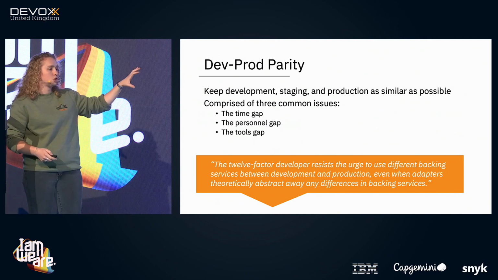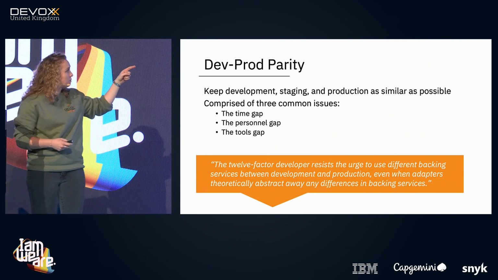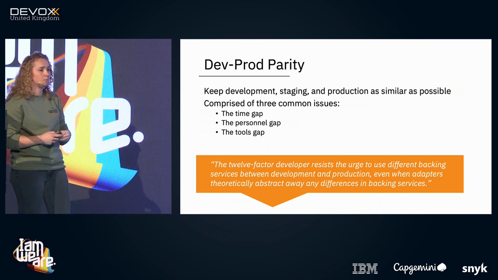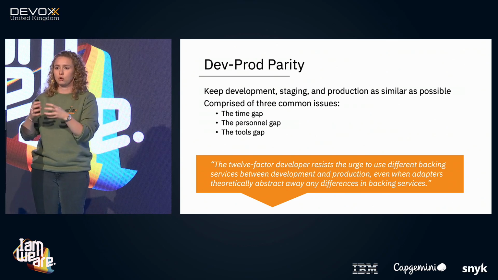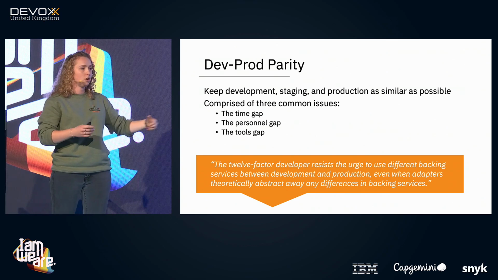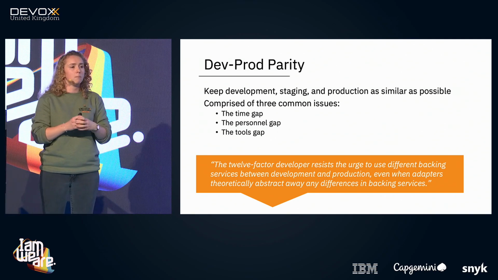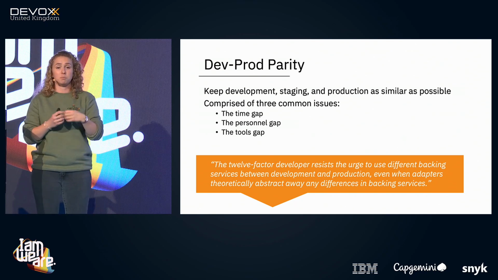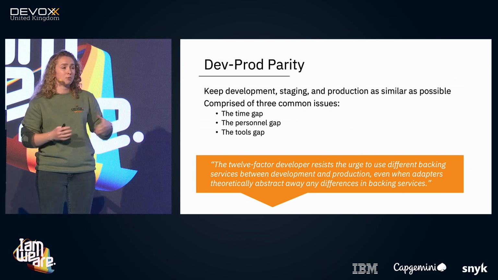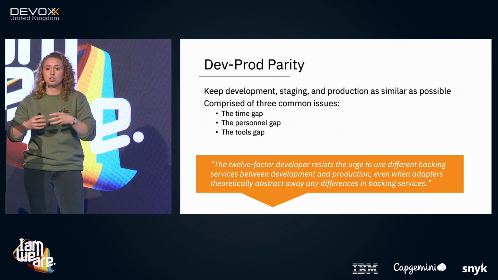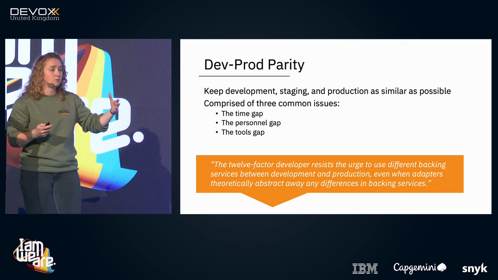Now, some of the common issues we come across when people don't keep these environments as similar as possible is the time gap, the personnel, and the tools gap. Now, the time gap is, OK, how long does it take you to actually test something on your local environment and then get it into production? That time gap between when you've tested it in development and got it into production means if it's large, there could be version changes, there could be changes in the code that you haven't accounted for. The larger that gap, the more likely that there are errors or failures that you haven't been able to spot because that time gap's crept in.